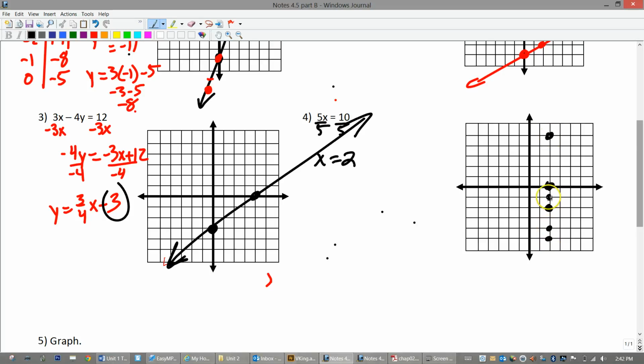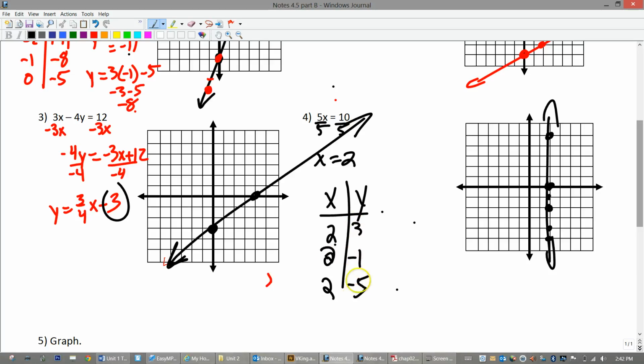What kind of line? Vertical. Those are a bunch of points on the graph where the x is 2. That's what the equation says. That's the only rule, that x has to be 2. You could do it by a table. So the rule is x has to be 2. It doesn't matter what y is. Those are all on that line.